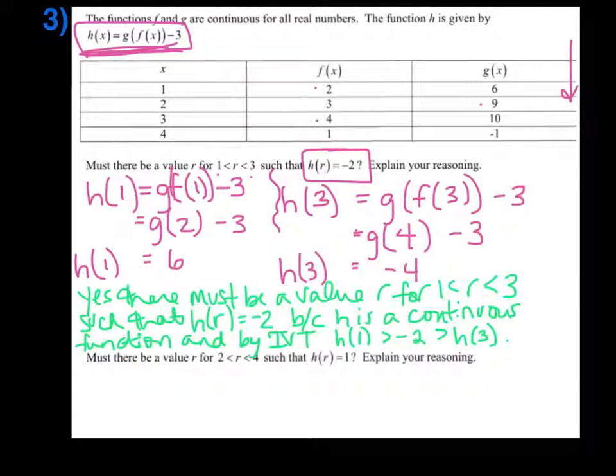Okay, next question says, must there be a value r for 2 less than r less than 4 such that h of r is equal to 1? Explain your reasoning. Exact same type of question as the first one we just did. I want you to pause the video and do the exact same thing. You're going to have to evaluate h of 2 and h of 4, and then decide if 1 falls in between those two answers, and then write up a response. So pause your video, get to work on that, and come back.